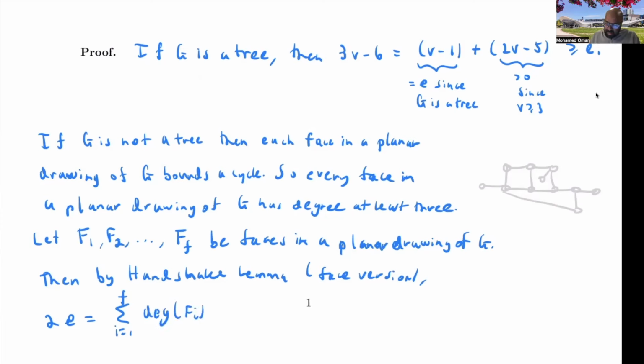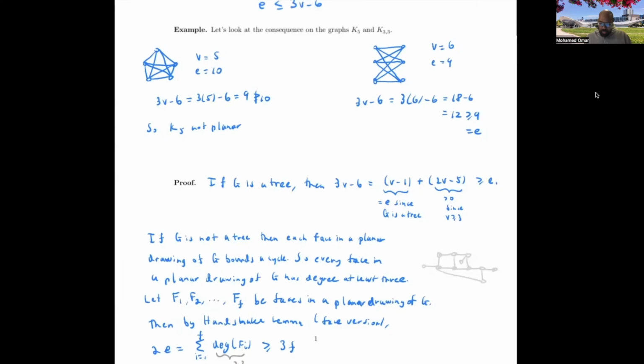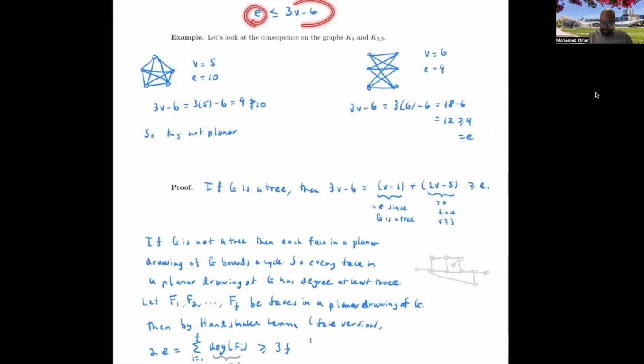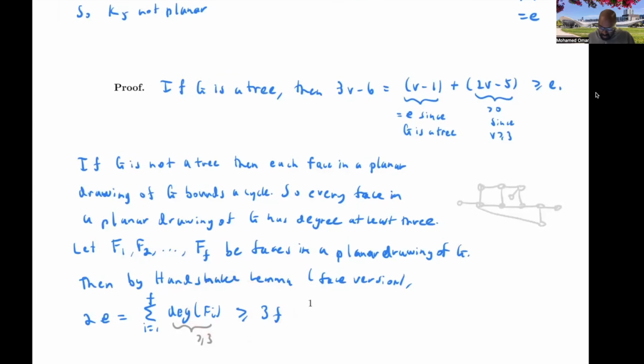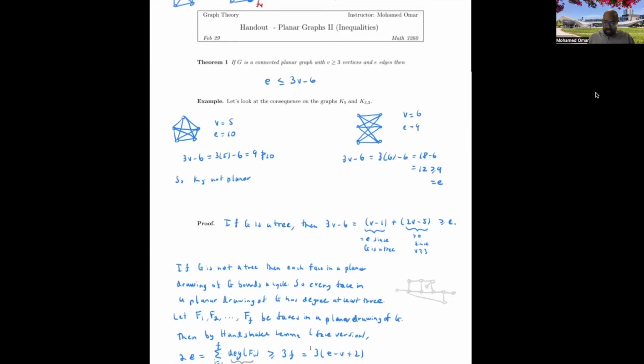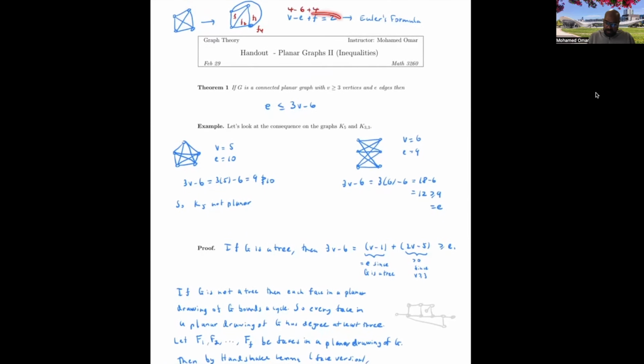Now we just said that the degree of every face is at least three. So this entire huge sum is at least three times the number of faces. Now, our goal is to get a relationship between the number of edges and the number of vertices. Here, it looks like we have something in terms of faces, but by Euler's formula, we can rearrange to get that the number of faces is the number of edges minus the number of vertices plus two. That's Euler's formula right over here.